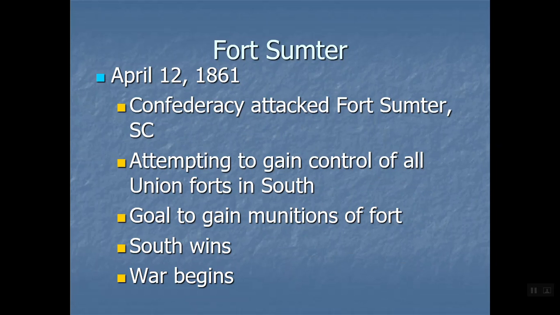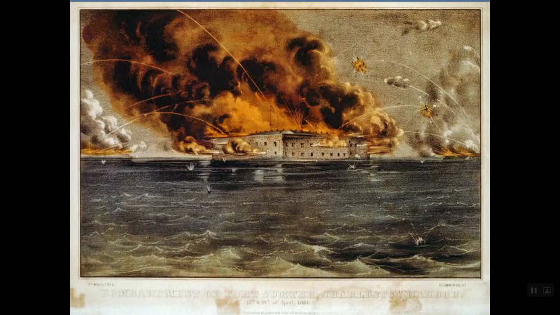This battle is going to take about 34 hours. No one was killed. But the Union Army is going to surrender the fort. And so this is a huge morale booster for the Confederacy and seen as their first major victory. And ultimately, this is going to be the beginning of the war.